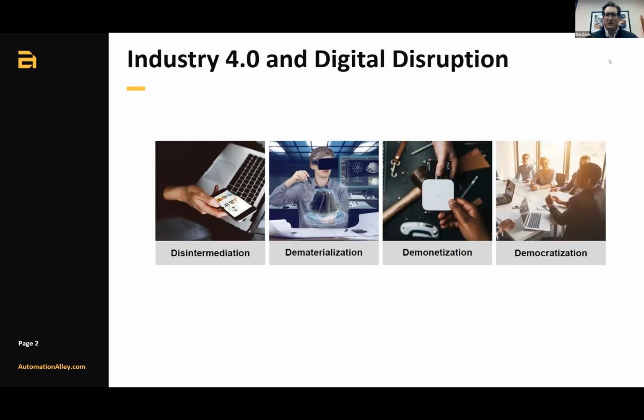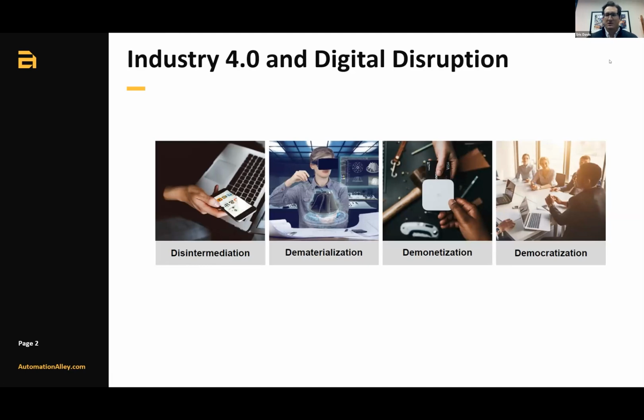So the first one's called disintermediation. That's talking about basically getting rid of the middleman. So if Industry 4.0 is allowing connections between people, if the person in the middle is not providing value, either they're a reseller or maybe there's some sort of design capabilities, they need to provide some value. And Industry 4.0 is breaking down those connections.